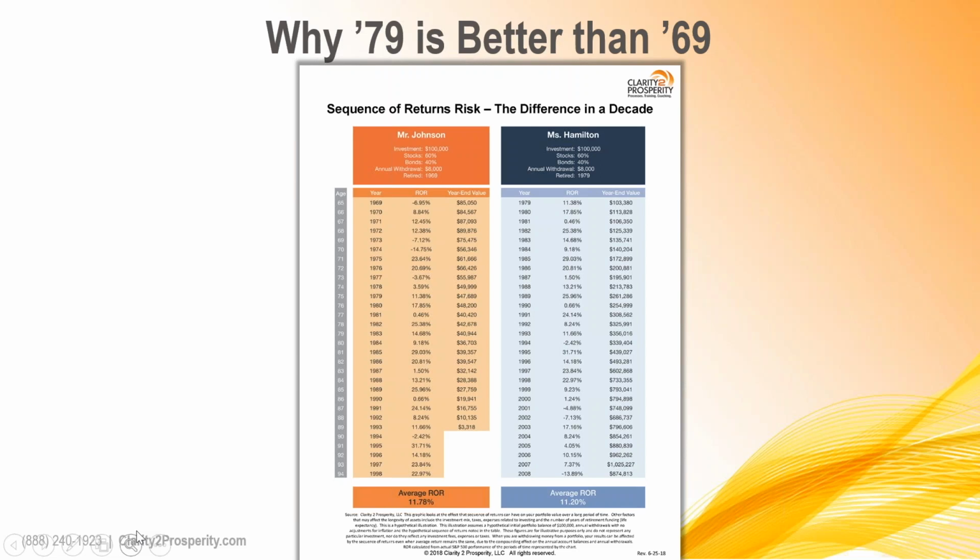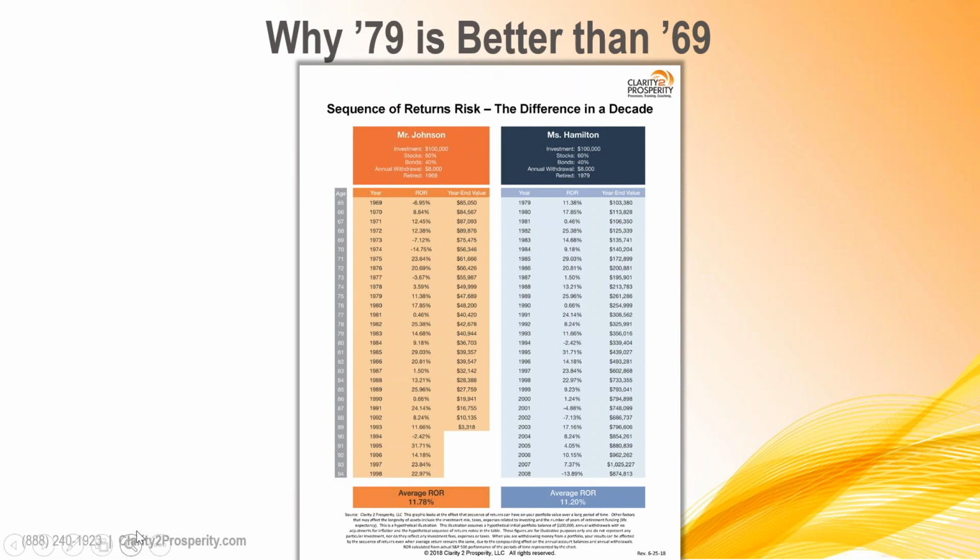And from then on out, you can see what the real stock market returns are. And what do you notice about Mr. Johnson's money by the time he reaches 89 years of age? That's right, he's depleted his account. He's completely out of money by age 90. What about Miss Hamilton? How much money does she have by the time she's 90? She started with $100,000 and she has over $800,000.